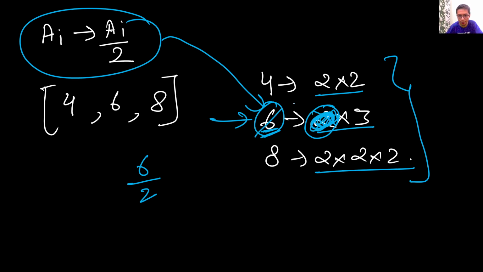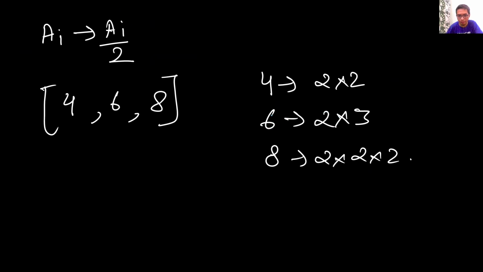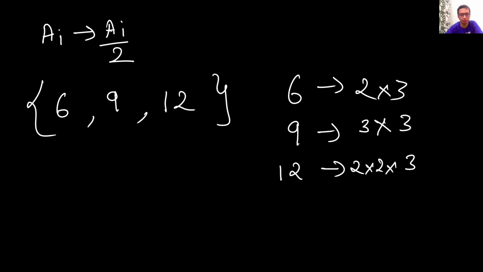And now this 6 becomes 3. So the factor of 3 is just 3, right? And now we have no common element. Hence now the GCD would be 1, which is odd, right?